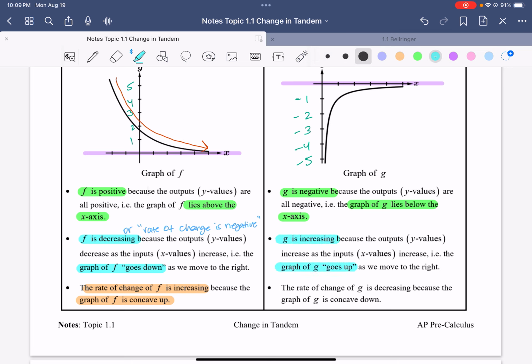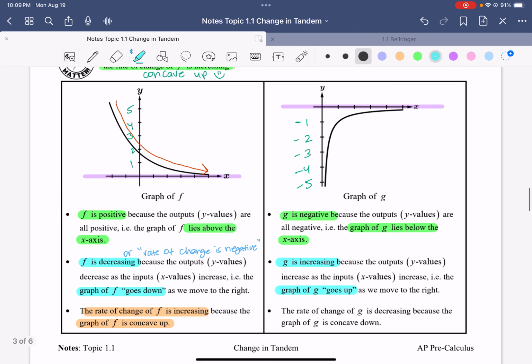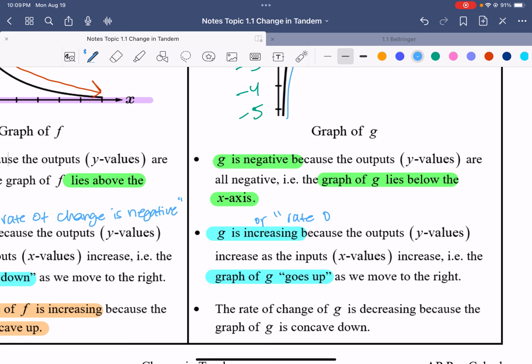Okay? Now, on this graph, G also happens to be increasing because the graph of G goes up as you move to the right. So the output values increase as the input values also increase. So you can see that change here. From left to right, the graph goes up. That's referring to the slope. Remember, this could also be said, or the rate of change is positive.